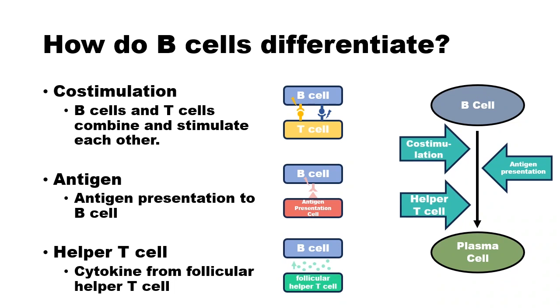Co-stimulation is the binding of B cells and T cells to stimulate each other. Antigen presentation is the binding of antigens to receptors on B cells. The necessary cytokines are secreted mainly by follicular helper T cells.